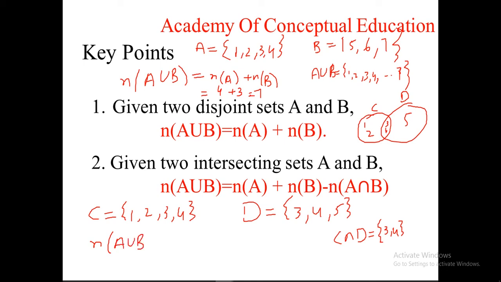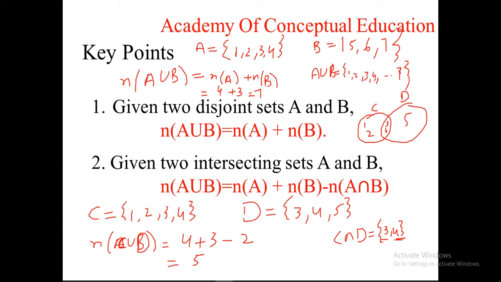So now if we want to find the number of elements of C union D, it will be equal to the number of elements of C, which is 4, plus the number of elements of D, which is 3, minus the number of elements of C intersection D, which will be 2, because we can see that it has 2 elements. That is why you have to subtract it. So the final answer will be 5.